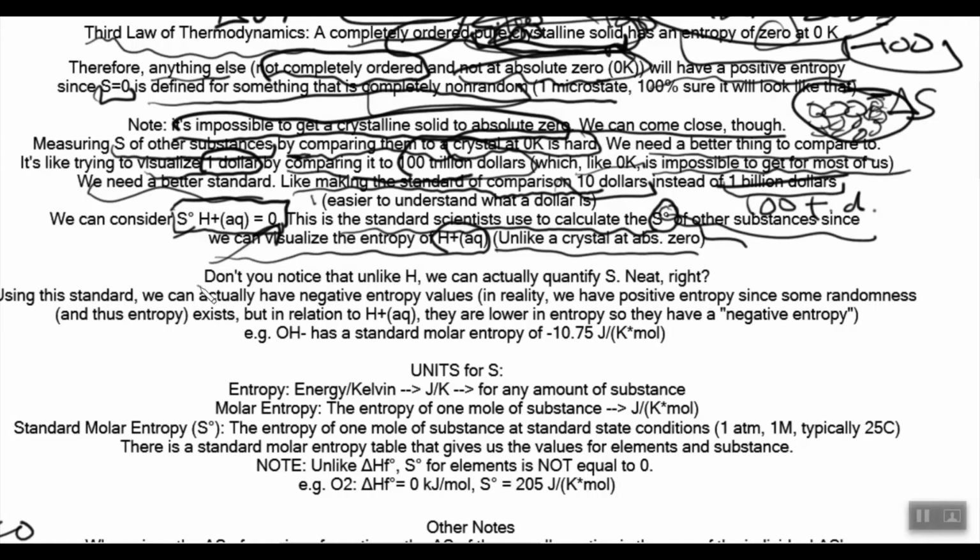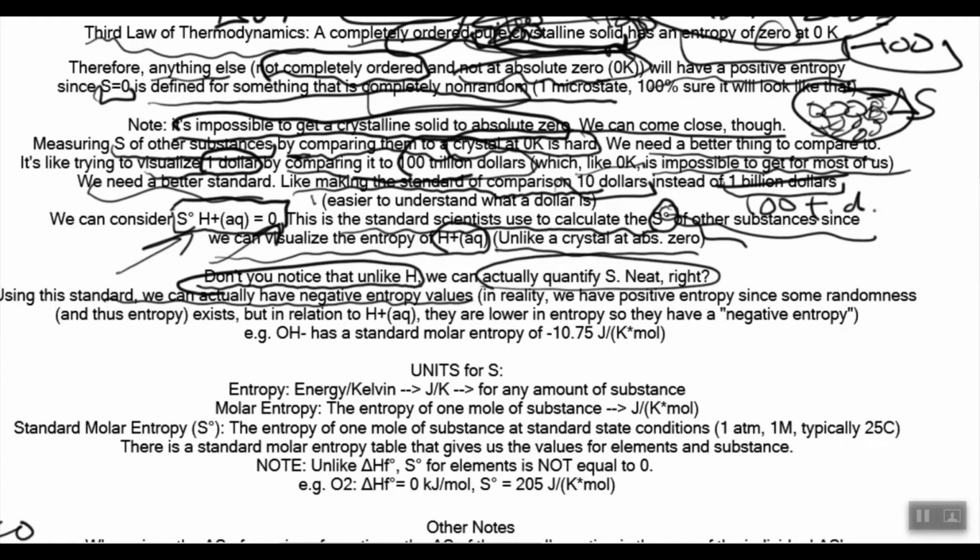So if you haven't noticed already, unlike H, we can actually quantify S because we have a standard for comparison. We said that the S of the hydrogen ion in water is 0. So we have a way to quantify it. Now, using the standard, we can actually have negative entropy values. And that's a little bit weird because didn't we just state that entropy is randomness? How can we have negative randomness?